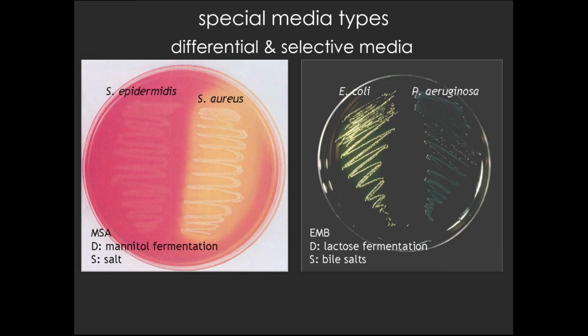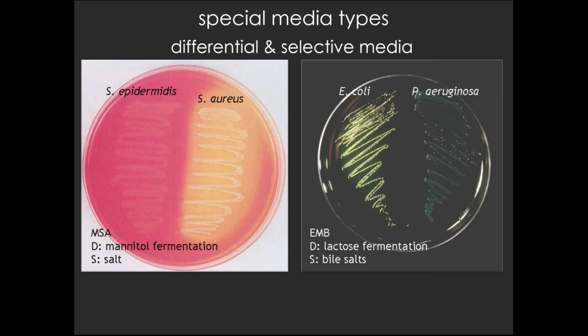On the other side of the slide, we have a different kind of differential and selective medium. This is called eosin methylene blue agar, or EMB, and EMB has two things in it. One is lactose and the other is bile salts. It also contains two dyes, eosin and methylene blue. Whereas the MSA contained phenol red to indicate a change in pH, this EMB contains eosin and methylene blue to indicate a change in pH.